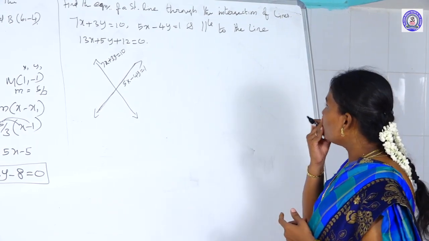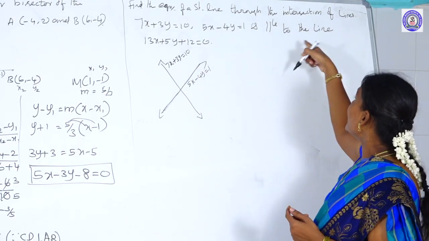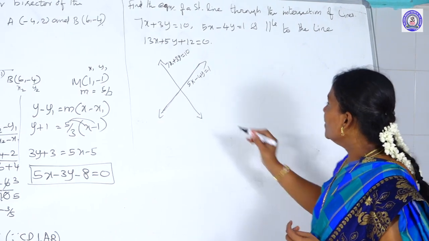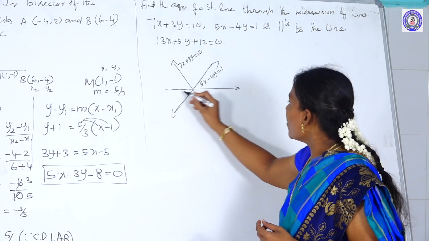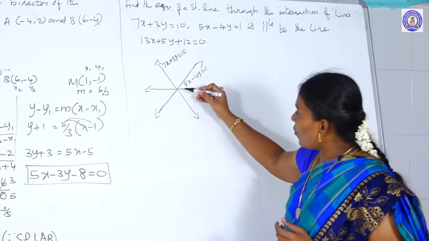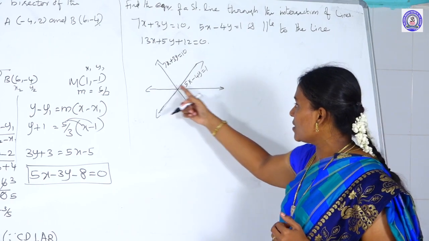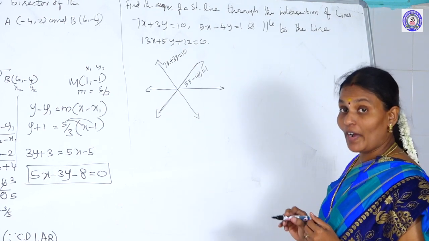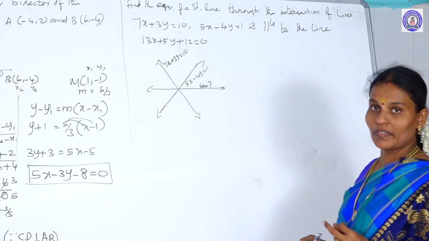These two lines intersect. Find the equation of a straight line through the intersection of the lines. One line passes through this point of intersection. Understand that? This is a point of intersection. The line passes through this point of intersection, and you have to find the equation of this line.